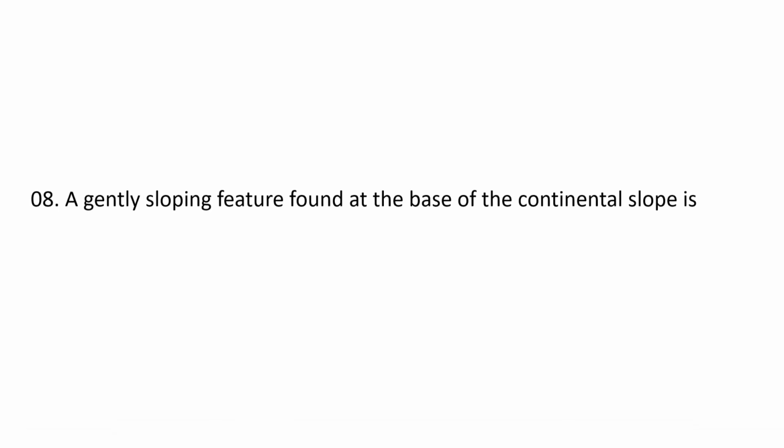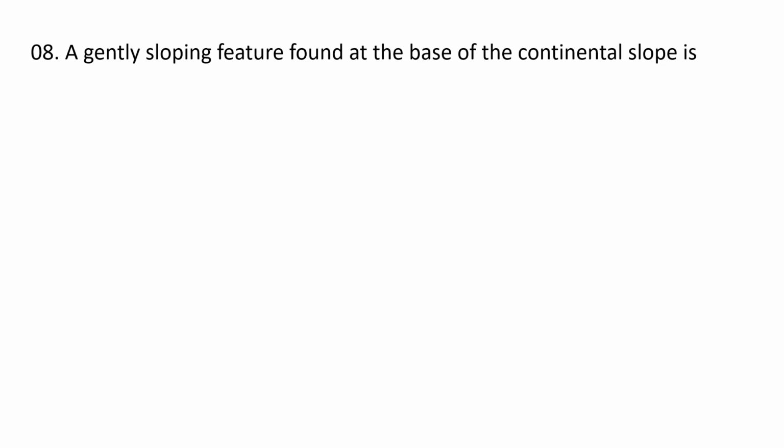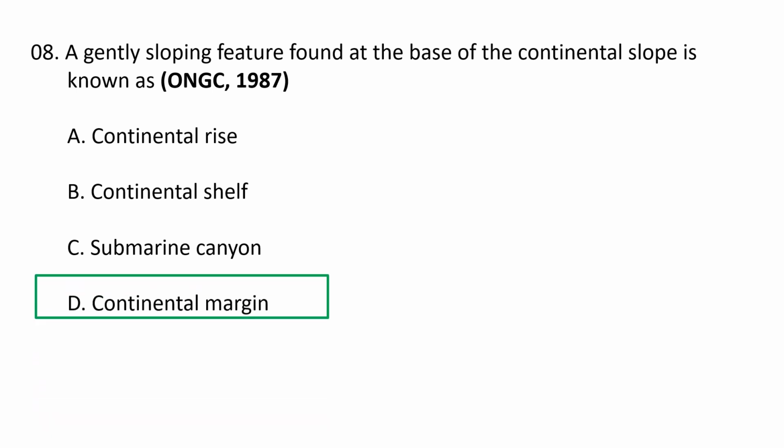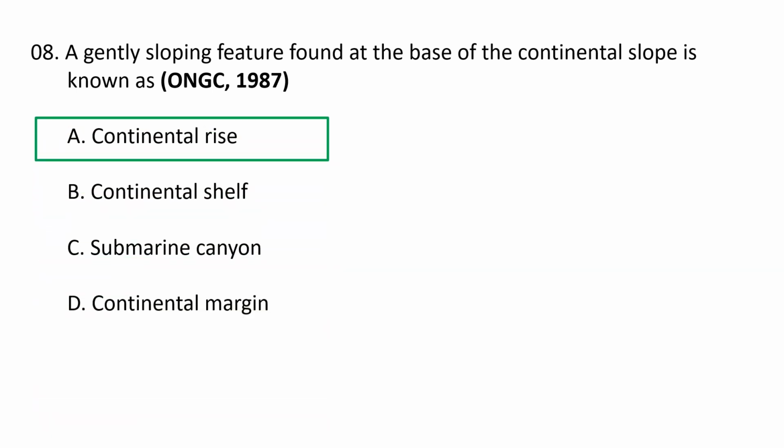Next question. A gently sloping feature found at the base of the continental slope is known as A. Continental rise, B. Continental shelf, C. Submarine canyon, and D. Continental margin. So the correct answer is A. Continental rise. It is a gently sloping feature. It is found at the base of the continental slope.